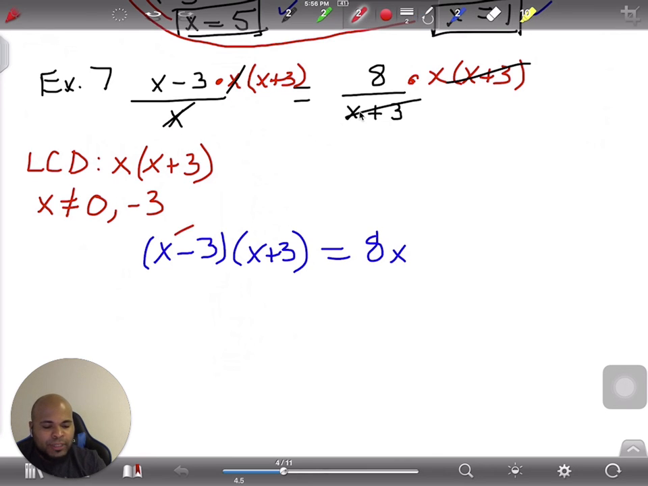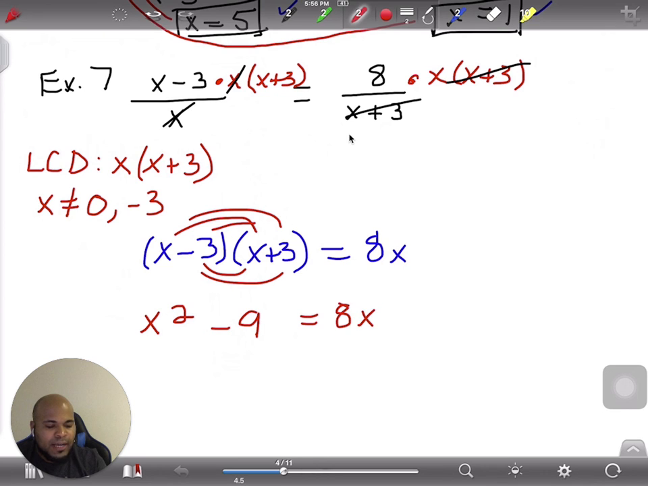I'm going to FOIL here. Okay, so I'm going to do a shortcut here. So this is just x squared, okay, minus 9, because that's a difference of squares, and I could just see it right away. 8x. Okay, so if you didn't know that, that's okay. You could FOIL and then combine like terms, right? But that's not what I want to do. And then I'm going to move the 8x to the other side, just like we did in the previous problem, to write it in standard form. So x squared minus 8x, because I moved it, minus 9 equals 0.